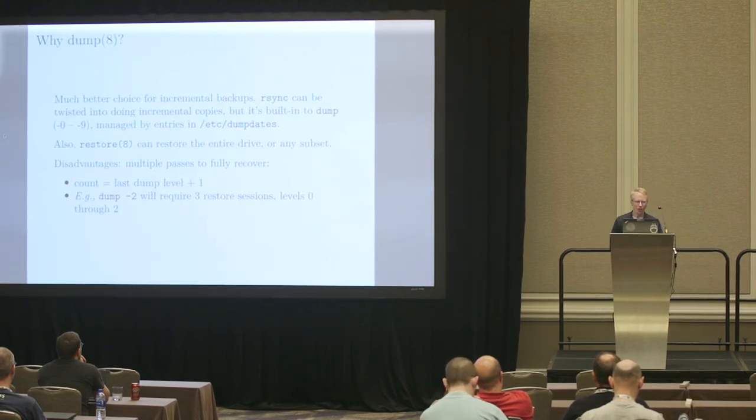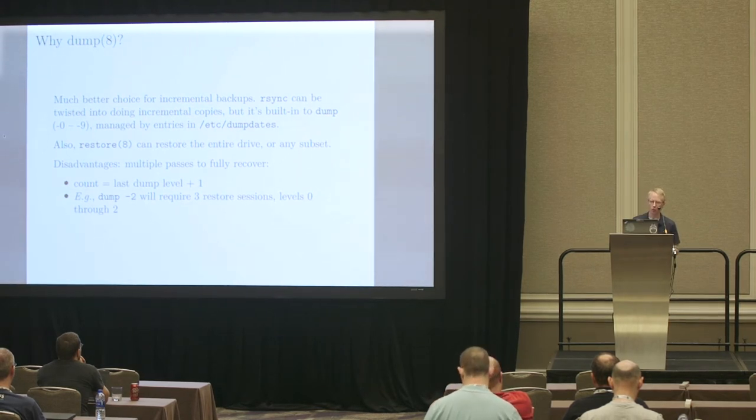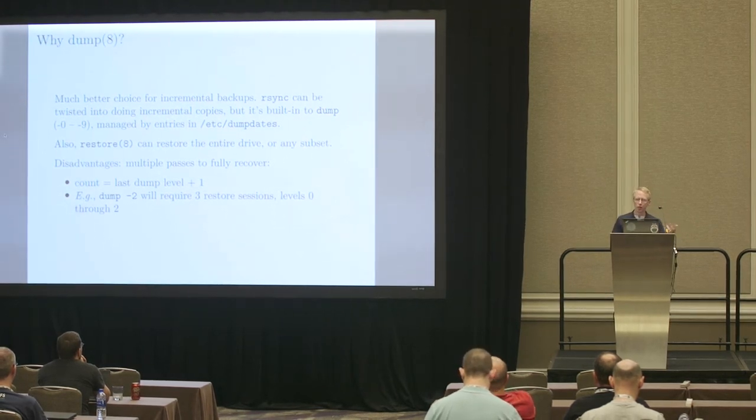So why dump? Well, there's a couple of reasons. Rsync can be kind of twisted into doing incremental updates, but it was much too slow. And it's built into dump. It just knows how to do it. You just tell it what you want: I want a -0, I want a -2, I want a -3, whatever, and it looks in /etc/dumpdates and figures out what it needs to do.